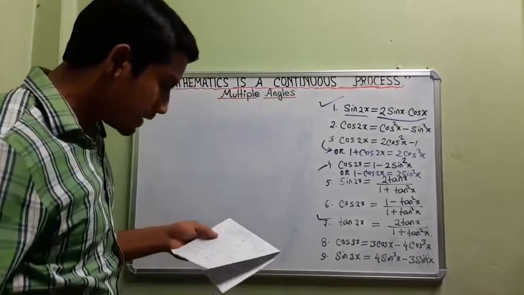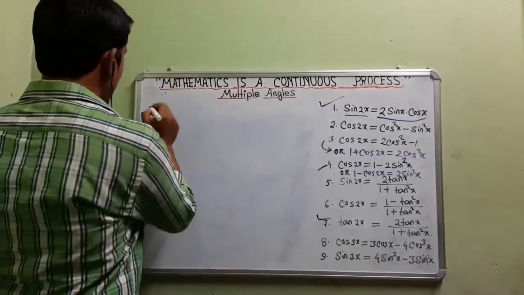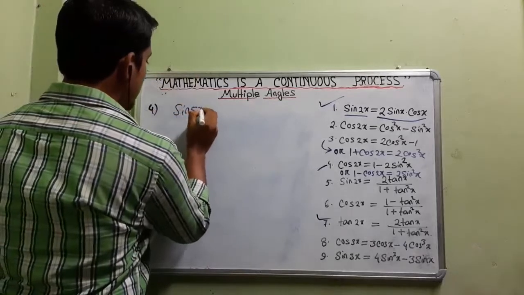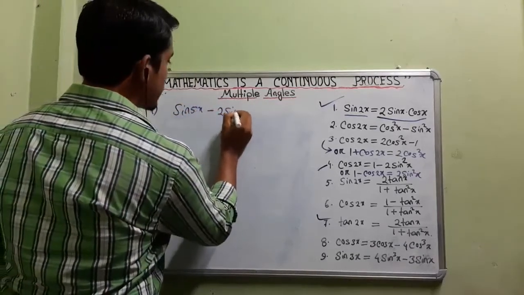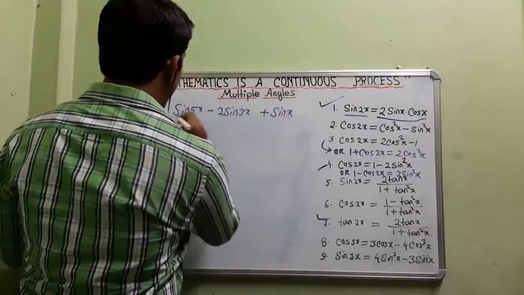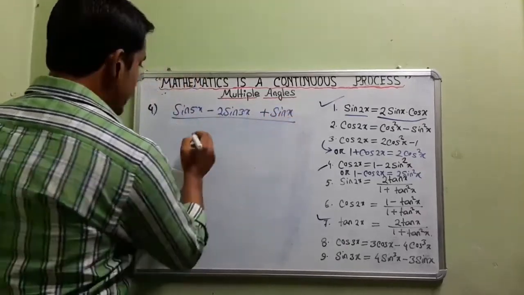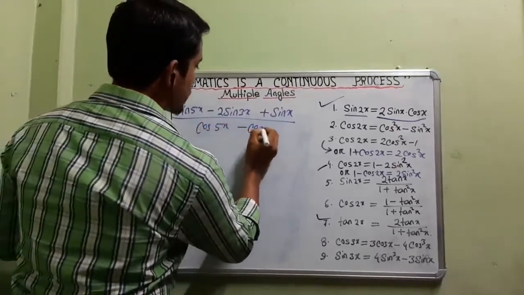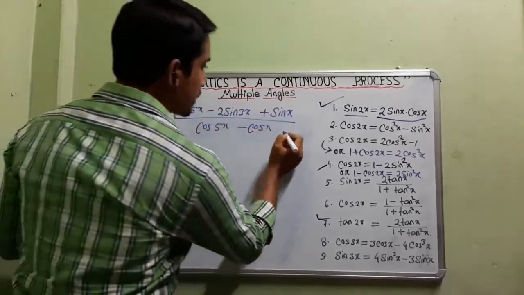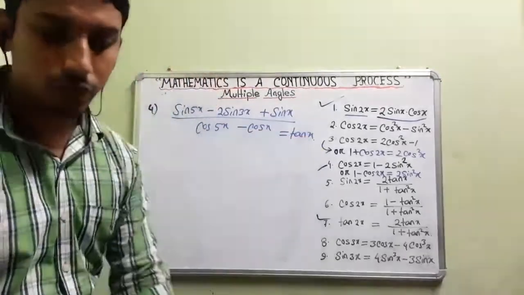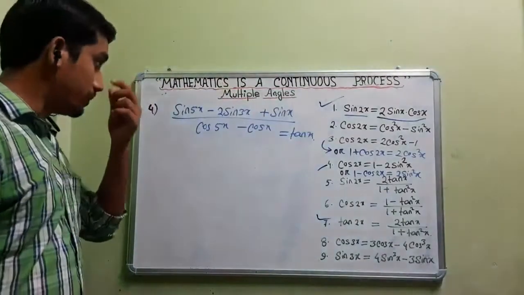So our next problem is another proof. Our next problem is (sin 5x minus 2 sin 3x plus sin x) divided by (cos 5x minus cos x), and that is equal to tan x. We are supposed to prove that this is equal to tan x. You see how we'll do.